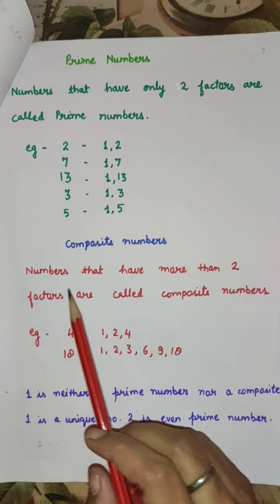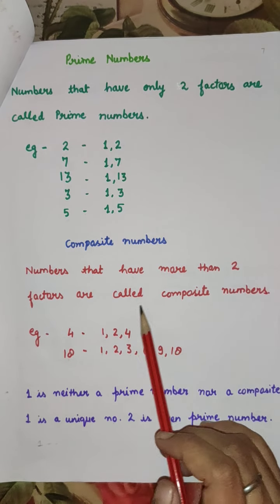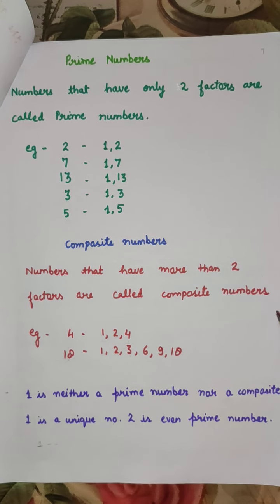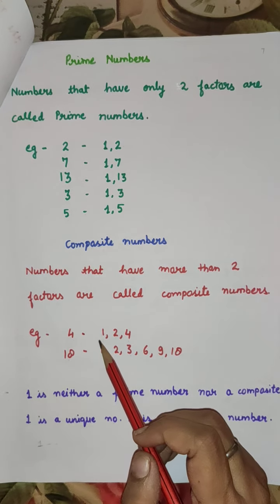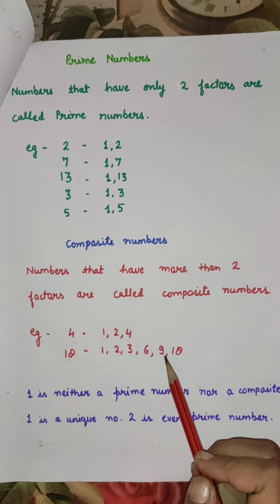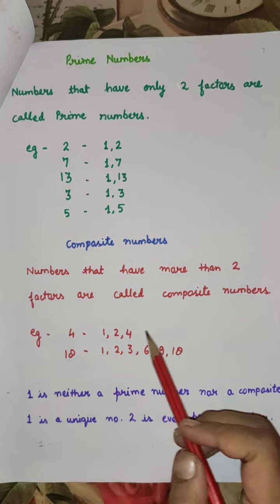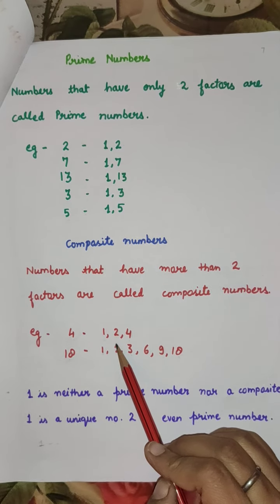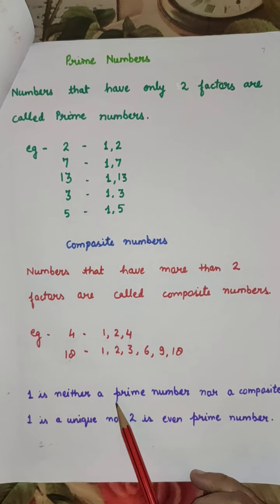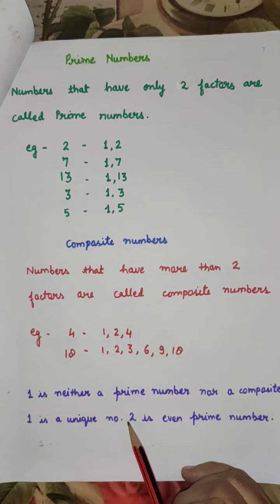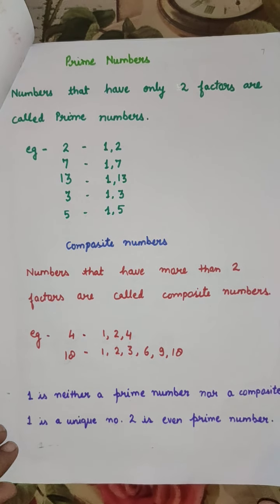Composite numbers are numbers that have more than two factors. If they have more than two factors, for example 4, the factors are 1, 2, 4. For 18, the factors are 1, 2, 3, 6, 9, 18. In these tables, these numbers will come. So these are called composite numbers. One is neither a prime number nor a composite number. One is a unique number. 2 is the only even prime number.